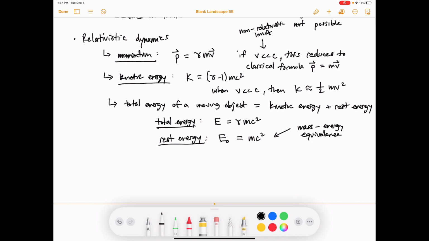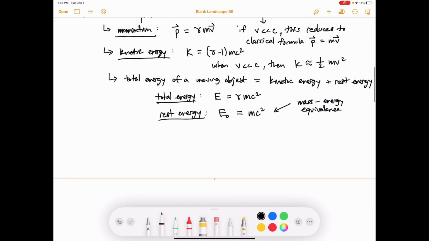In other words, the amount of mass an object has is simply a function of its rest energy E naught. And if that rest energy changes, then the mass also changes. So our whole idea of mass in relativity has to be rethought. Mass is not just how much stuff something is made out of, but it's also the energy content of that object as well. And then the last thing we derived is the famous energy-momentum relationship.